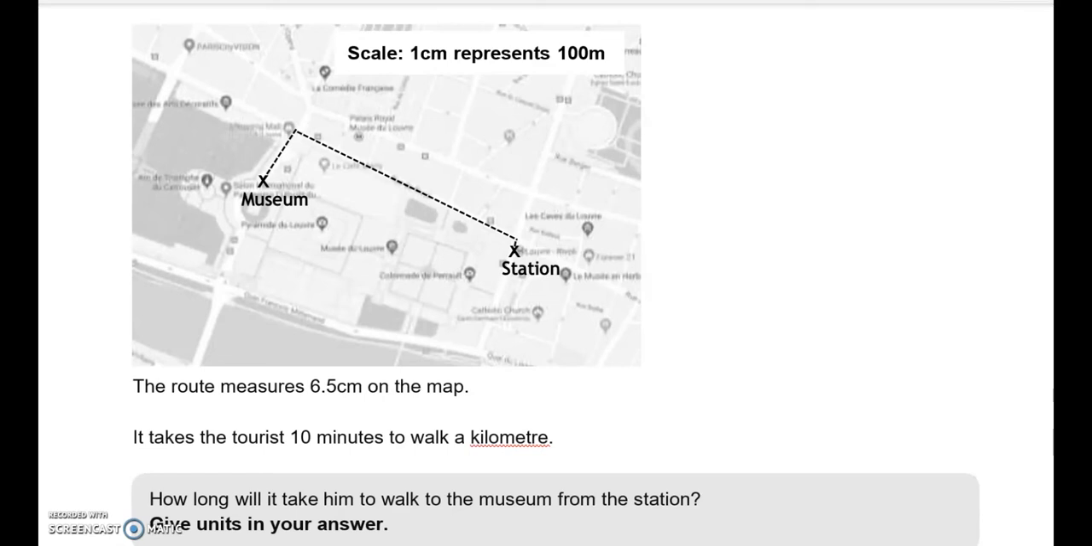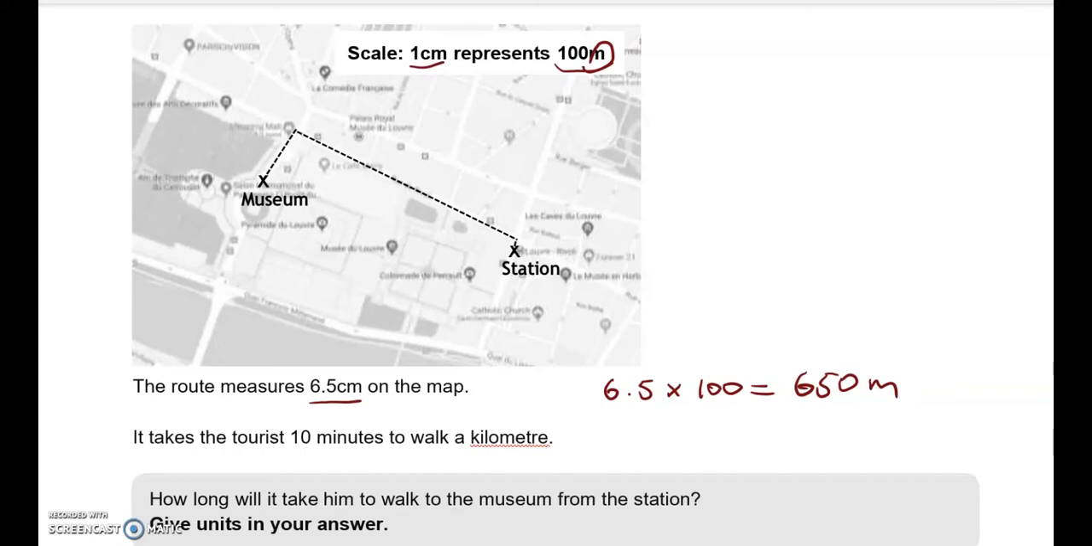So the route is 6.5 centimeters on the map. And we know from the scale that 1 centimeter represents 100 meters. So we could multiply this by 100. So 6.5 times 100, which is 650 meters.